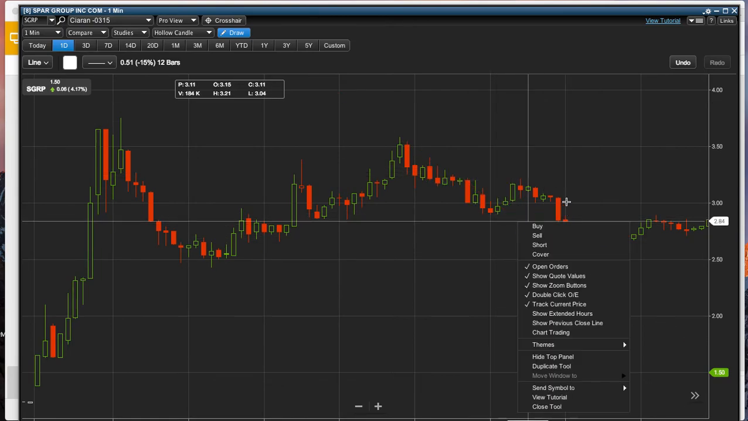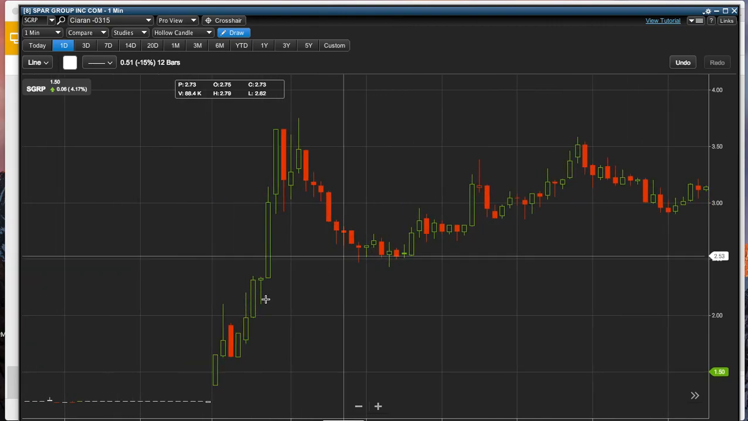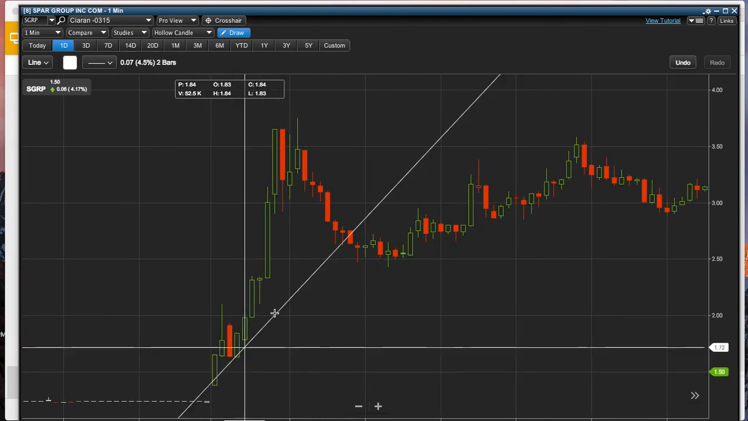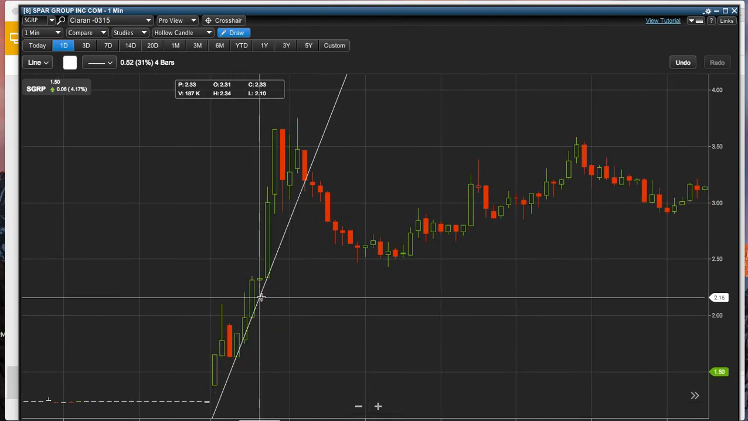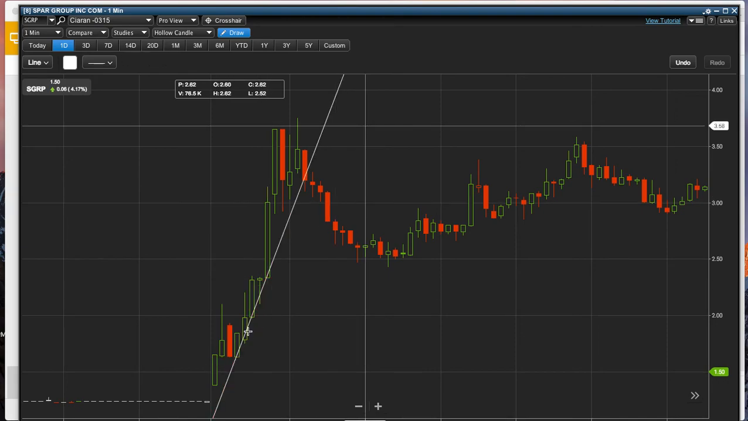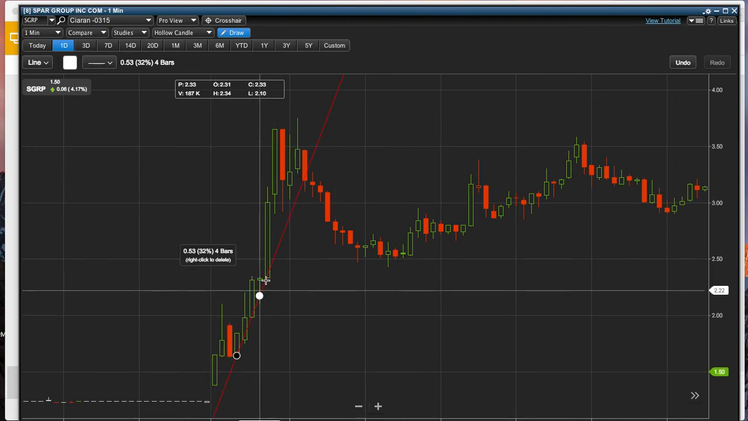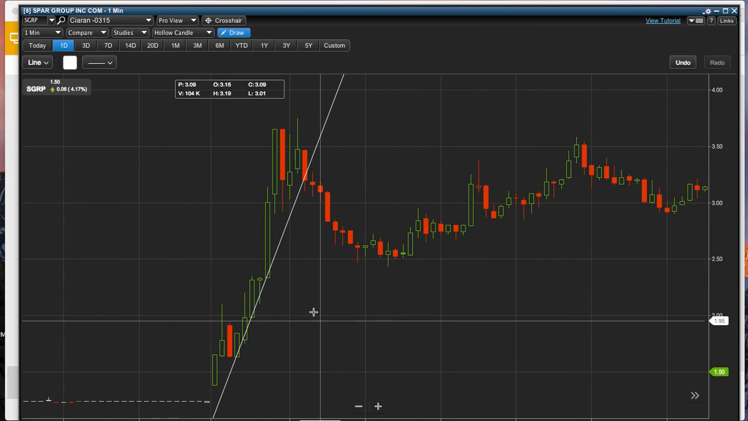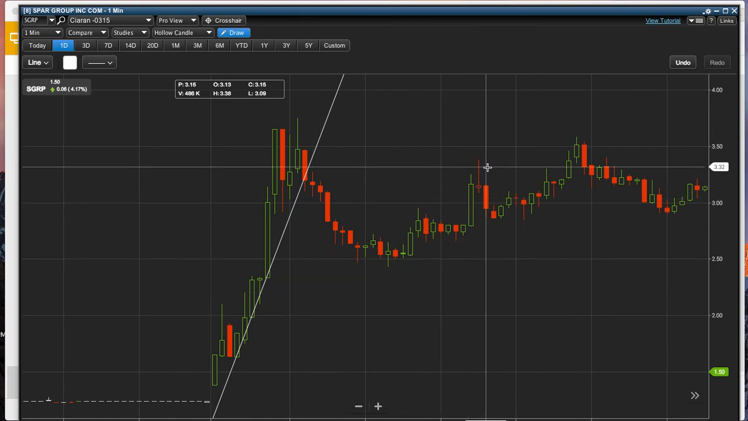And I'll try and show you another support trend. We got like a little support trend going here. See, right there, 3 points, 4, 5. So that's how you draw a trend line. It's pretty simple and it's very important.